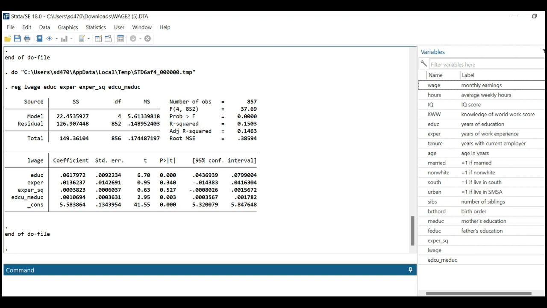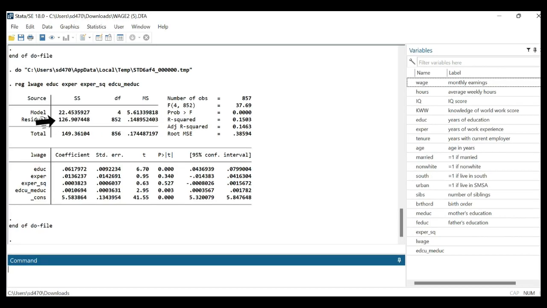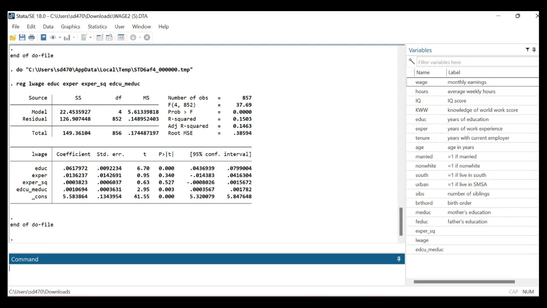Now, the total variation in the dependent variable, we recall, was equal to explained variation plus unexplained variation. So this is our SSE, and this is our SSR, which means the sum of them would be the total variation that we've called SST. These are the y_i's minus y bar to the power of 2, summed over all the observations from 1 to 857.